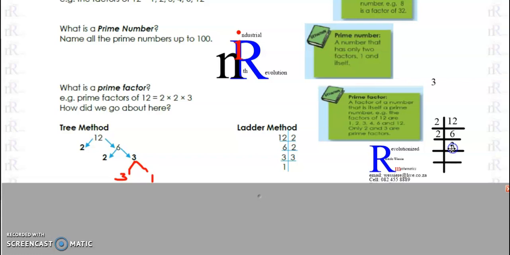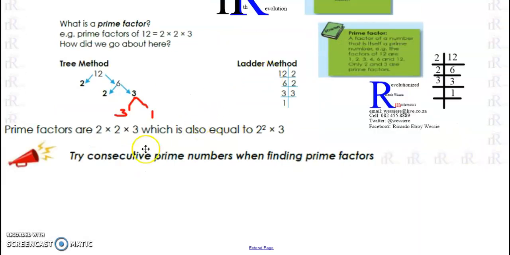Now, no longer an even number, so I must go to the next prime number, which is 3. 3 goes into 3 once, and only then do I conclude my operation. So my multiplication for 12 is 2 times 2 times 3. Those are my prime factors. Now prime factors being 2 times 2 times 3 can be written, because there's 2 2's, I raise a 2 to the power of 2 multiplied by 3.